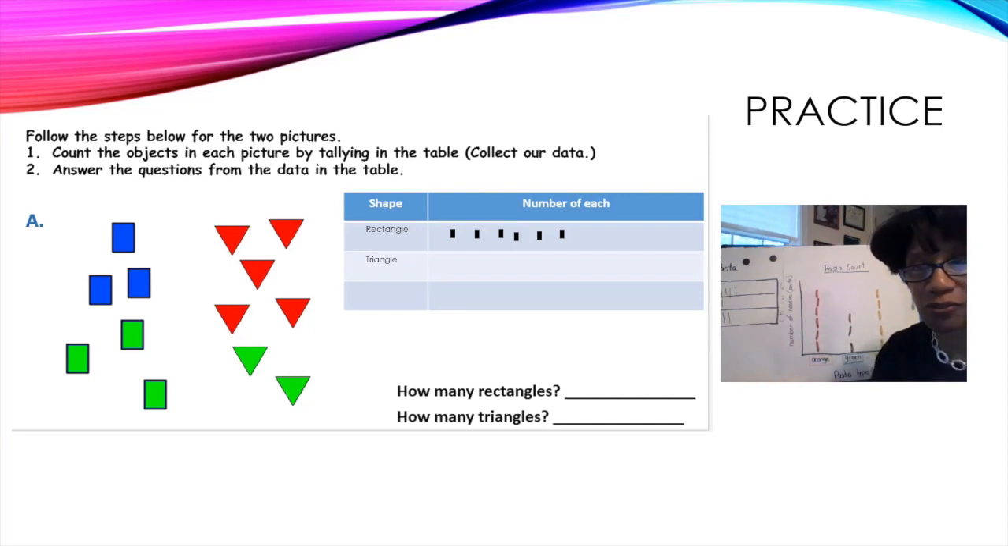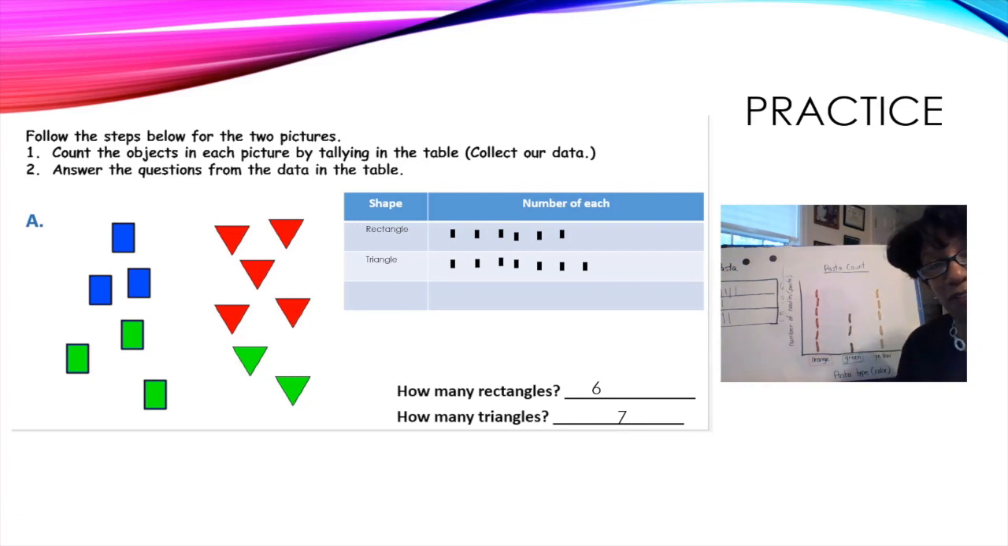And then let's count our triangles. So how many triangles do we have? We'll start with the red ones. 1, 2, 3, 4, 5, 6, 7. So we have 7 triangles. So now how can we answer our questions at the bottom? How many rectangles are in our picture? That's right, we said it was 6. So we would write 6 there. And how many triangles did we say we had? 7. So we would put a 7 there.